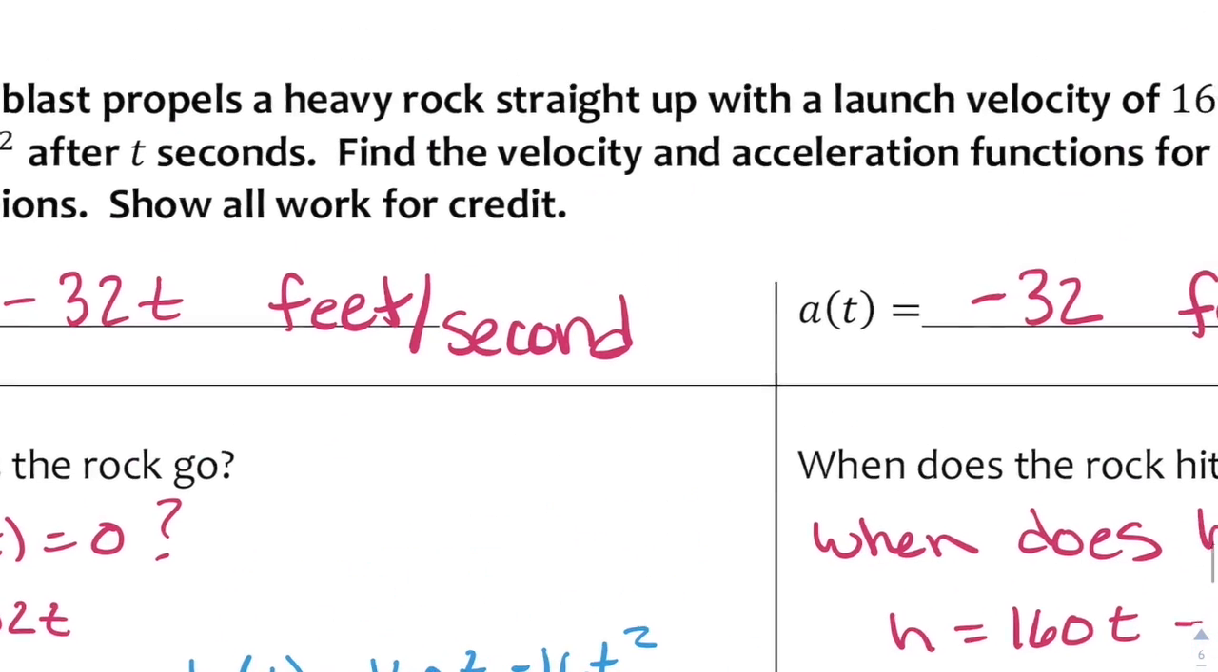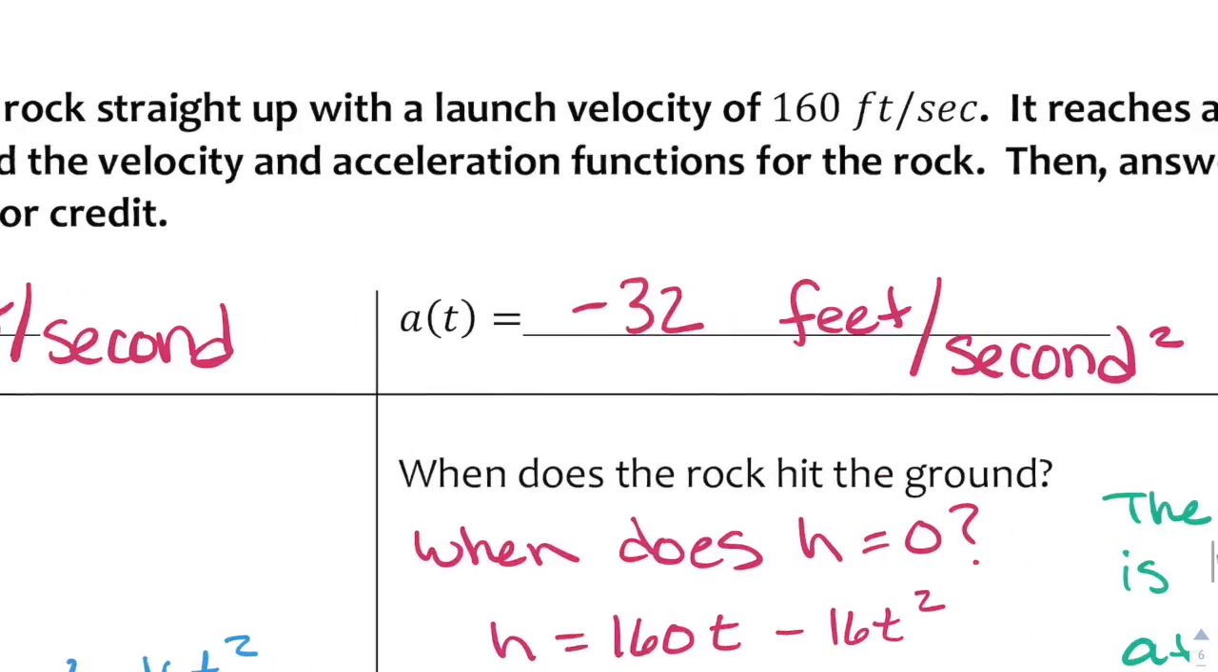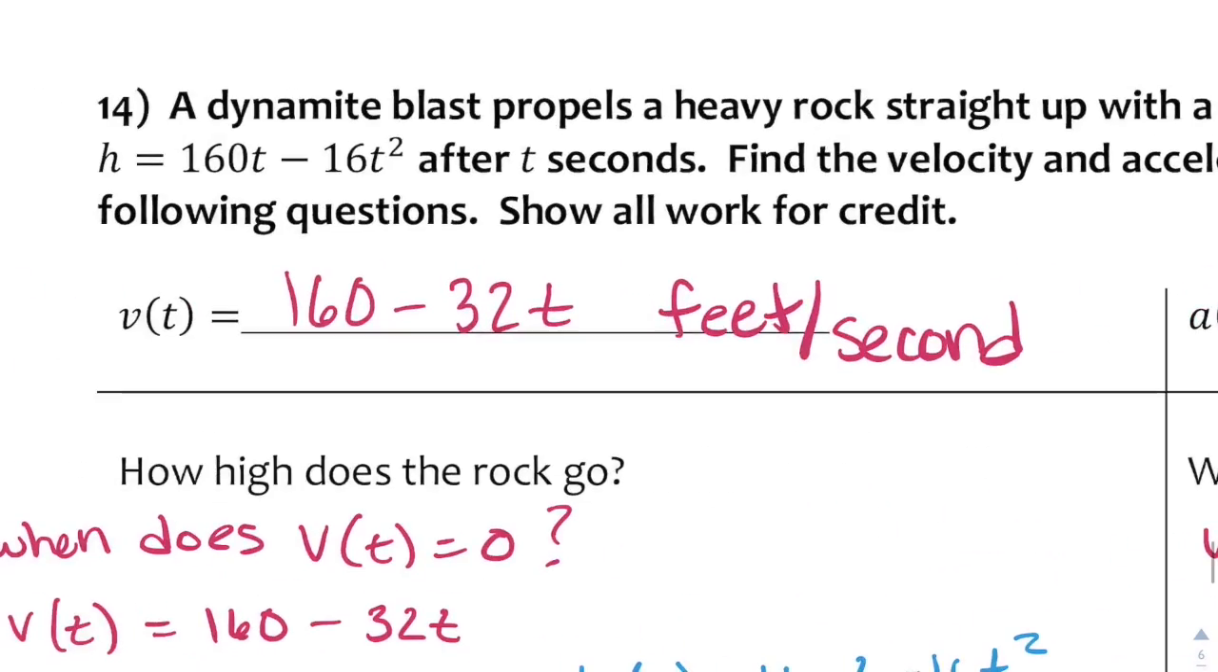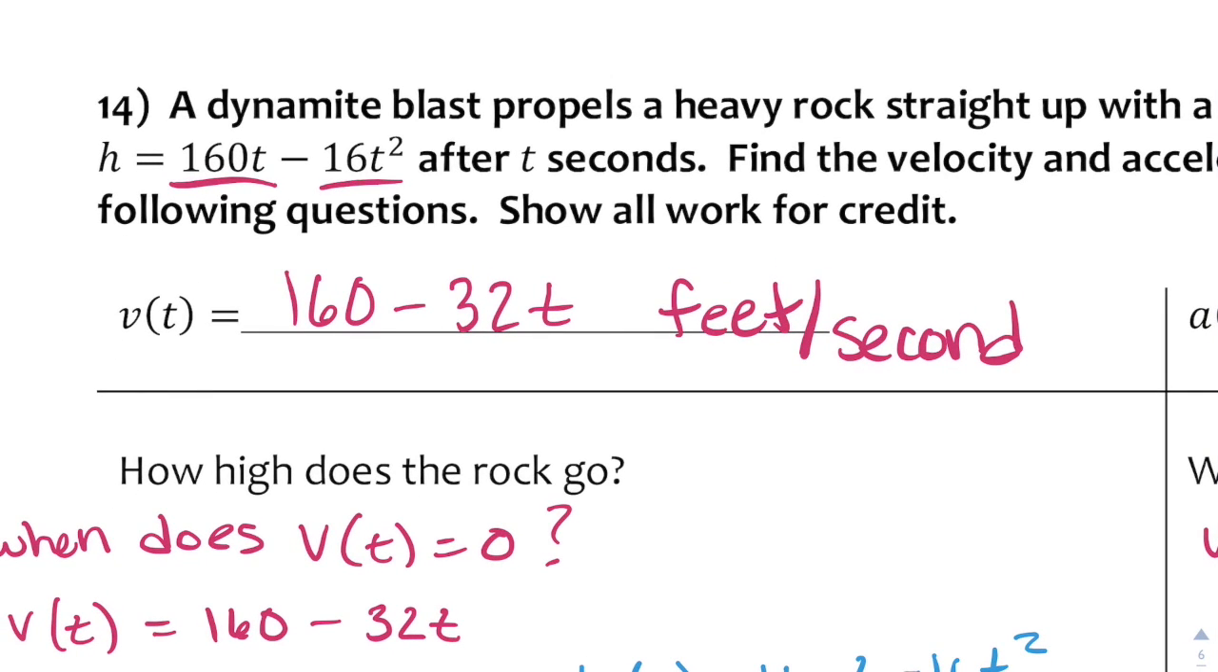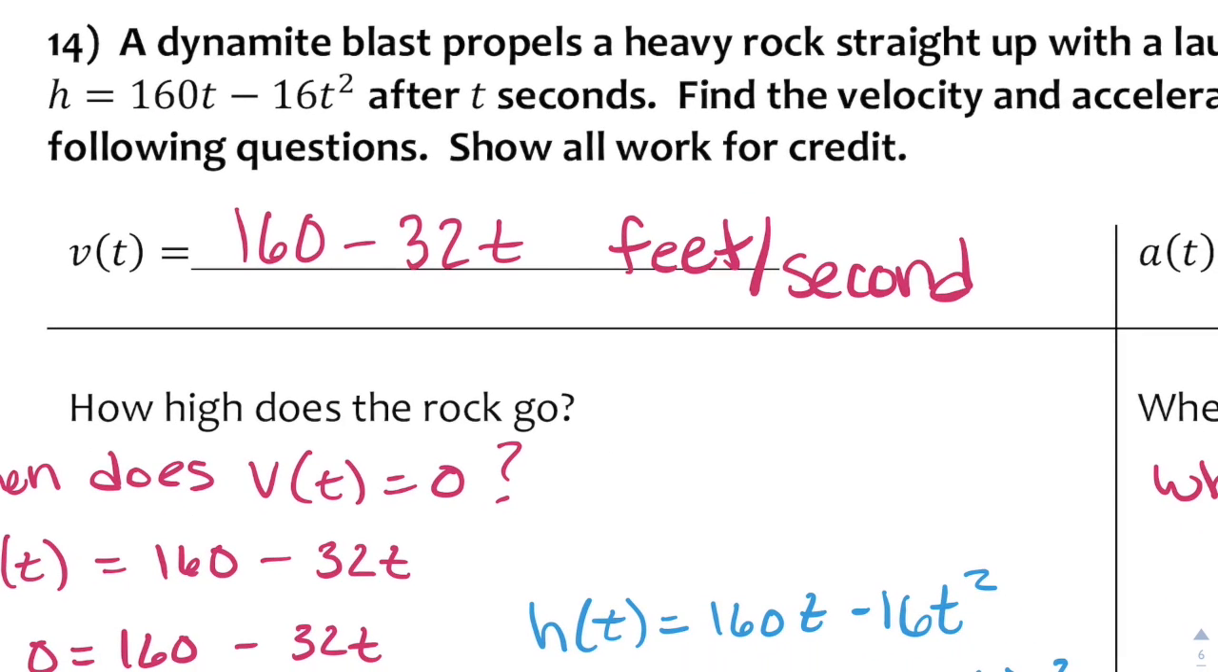Okay, next one. Here's a rock. It gets launched at 160 feet per second, and that's where you see 160t. For every second, you know, that has an influence. Minus 16t squared, well, when we derive that, we'll get negative 32. So we know that we're dealing with feet per second. So the derivative is 160 minus 32t feet per second. That makes sense because 160 was its initial velocity, and gravity pulls it down at the rate of 32 feet per second. For every second it's up there, it is slowing down. So, cool.